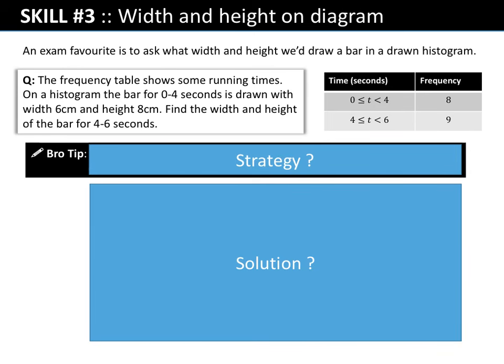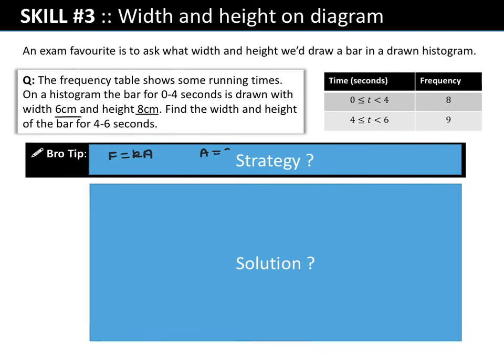The frequency table shows some running times. On a histogram, the bar for 0 to 4 seconds is drawn with a width of 6 and a height of 8. Find the width and the height of the bar for the second one. Okay? So this doesn't necessarily mean the area is completely in proportion with a value of k to the frequency. So step 1, find our formula. We know that frequency equals k times area. Okay? Now, they've told us the bar for 0 to 4 seconds is 6 and 8.